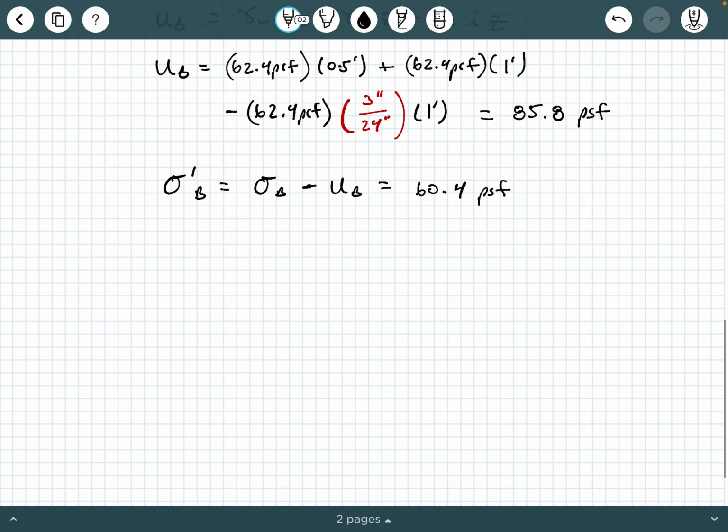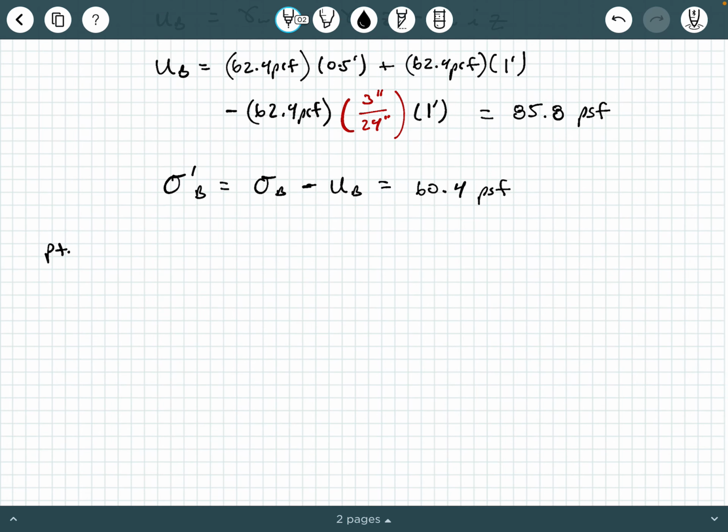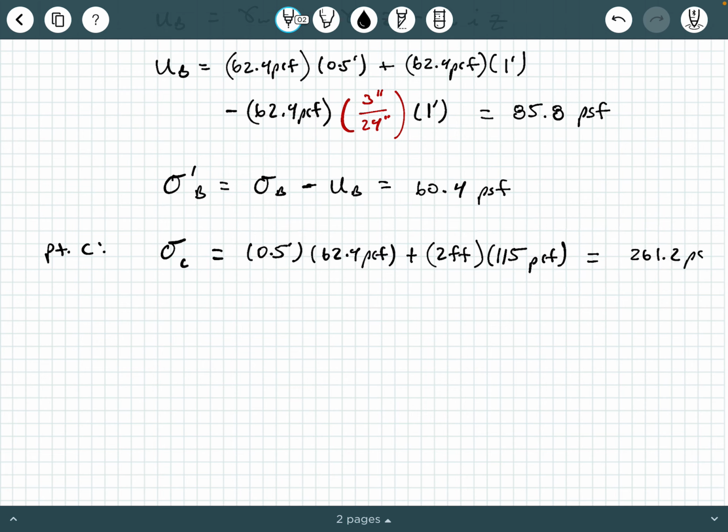Okay, now let's go to point C. Point C is at the bottom of the specimen. So in a similar way, we're going to say the total stress at point C is we have half a foot of water. And then we're going to have another 2 feet of water, right? Because the whole specimen is saturated. That's a 2 foot long specimen times 115 PCF, the saturated unit weight. And we'll evaluate this as 261.2 PSF.